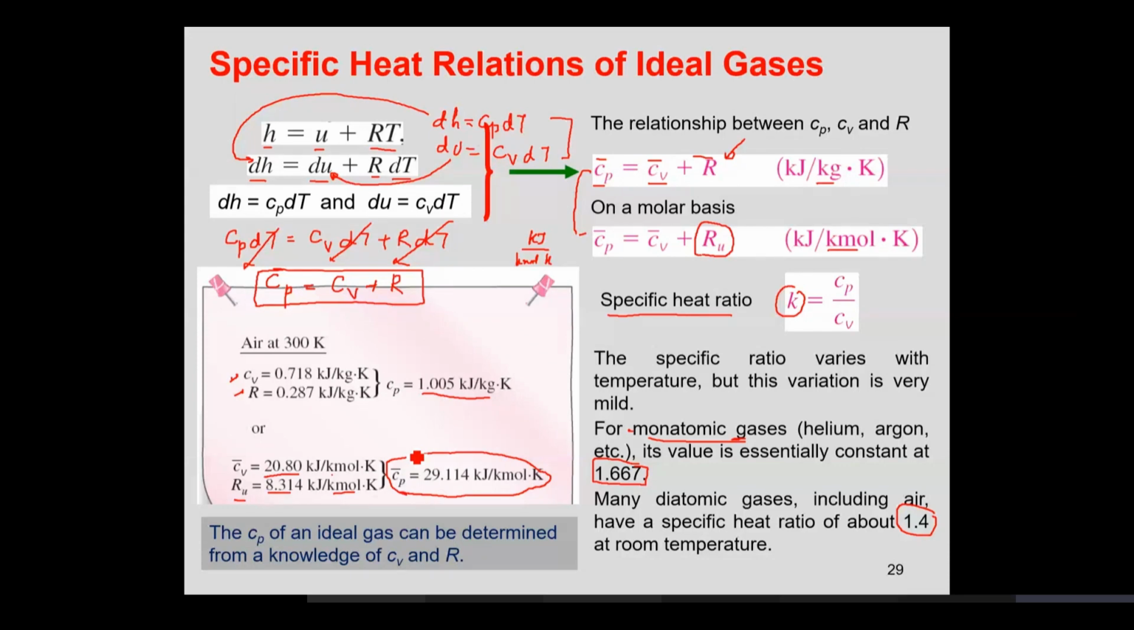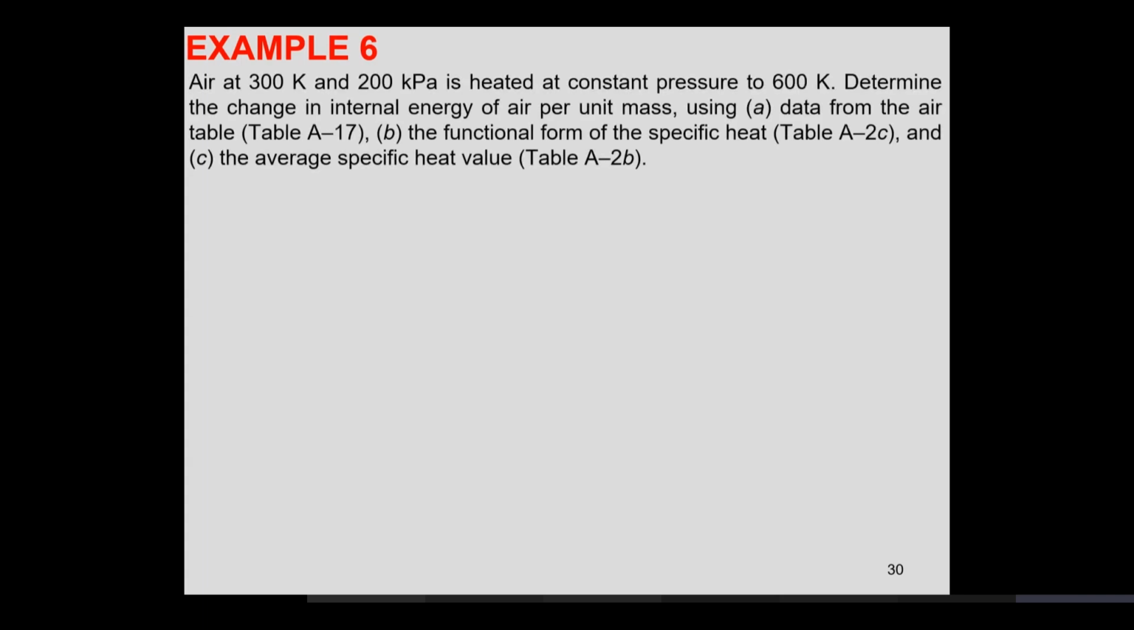Now we'll look at one example which includes all three methods of calculating del U and del H, and we'll see how we can use the three mechanisms to find our respective values. It says that air at 300 Kelvin and 200 kilopascal is heated at constant pressure, which refers to Cp, to 600 Kelvin. Determine the change in internal energy, which is related to Cv, of air per unit mass using number one, the data from the air table, which assumes air as an ideal gas, A17.